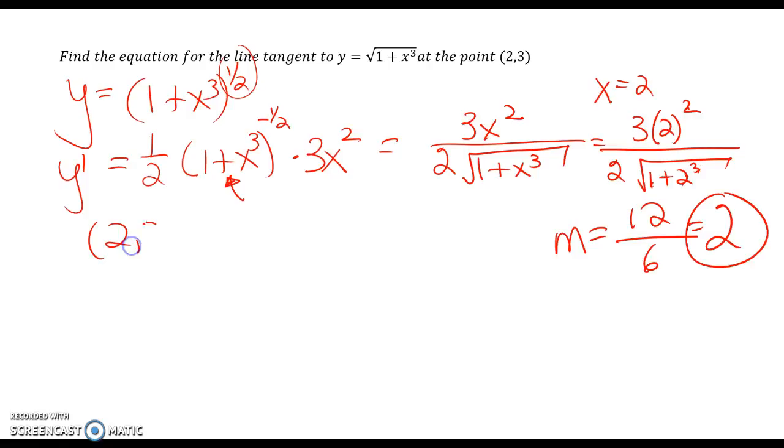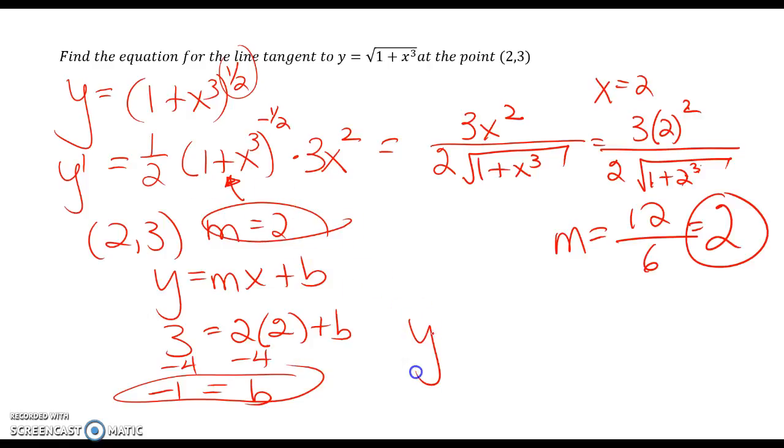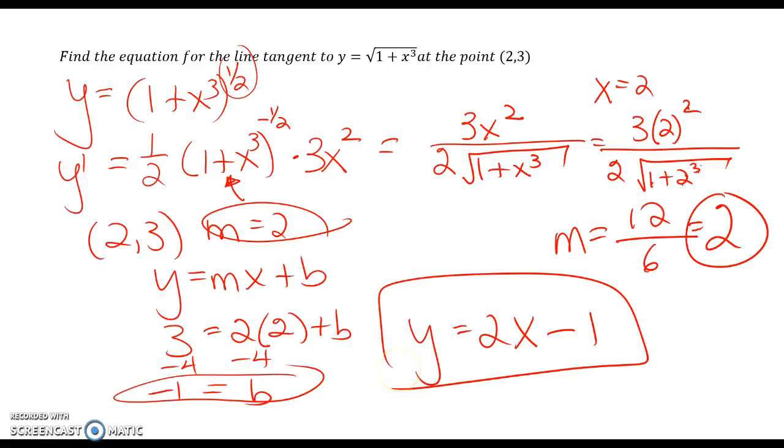So using this point and this slope, let's find the equation of the line. y is 3 equals the slope times x plus b. That's 4, so let's subtract 4 from both sides. b equals negative 1. So using this and this, y equals 2x minus 1. Okay?